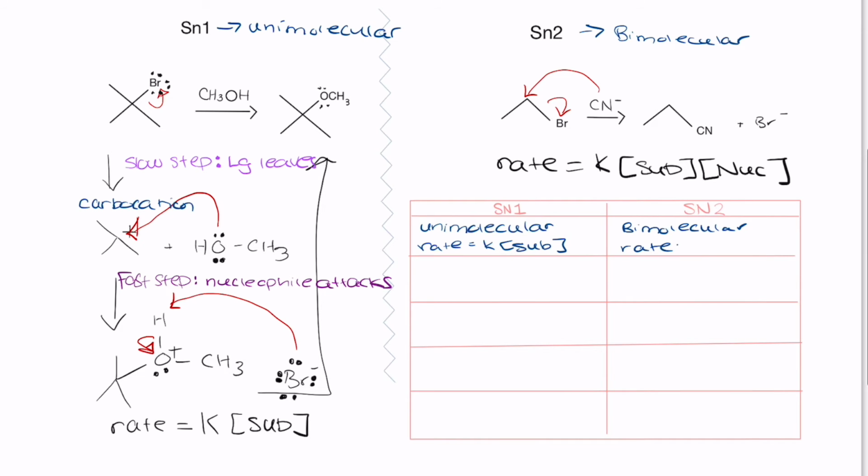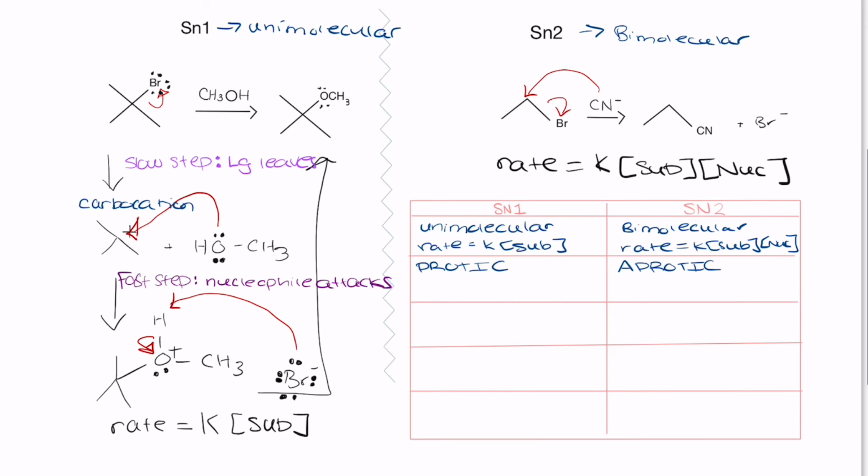And that means that the reaction rate is going to be equal to K, the constant, times the concentration of the substrate and times the concentration of the nucleophile. Now let's talk about solvents. SN1 occurs via something called a protic solvent, and SN2 occurs via something called an aprotic solvent. And I want to say that this is usually the case, right? Because we can't say always.